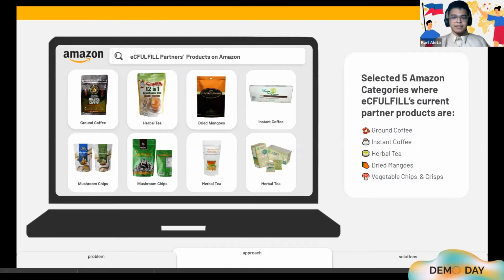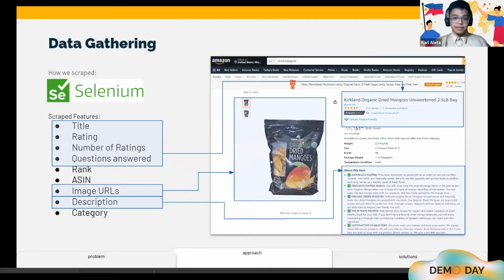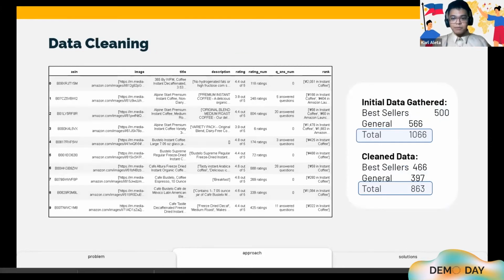To start, we selected 5 Amazon categories that include Easy Fulfill's partner products. These are ground and instant coffee, herbal tea, dried mangoes, and vegetable chips. We scraped the data using Selenium. Here is a sample Amazon product listing page and the features we gathered like title, rating, rank, and many more. Here is an example of our dataset. From our initial data of 1,066 products, we had 863 left after cleaning.